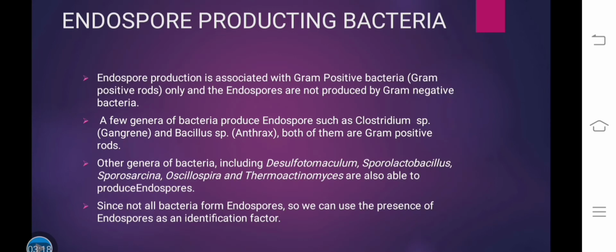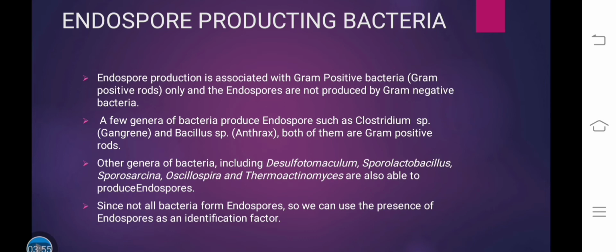Now let's see about endospore producing bacteria. Endospore production is associated with gram-positive bacteria. Only gram-positive bacteria produce endospores. Gram-negative bacteria do not produce endospores. A few genera of bacteria produce endospores, such as Clostridium species causing gangrene and Bacillus species causing anthrax. Both bacterial species are gram-positive rod shaped.